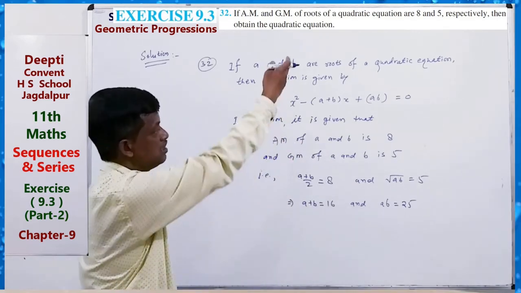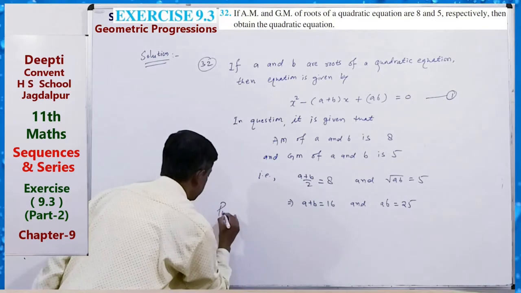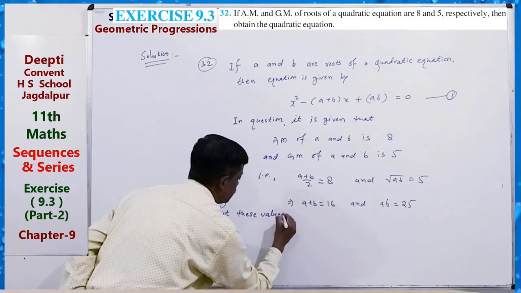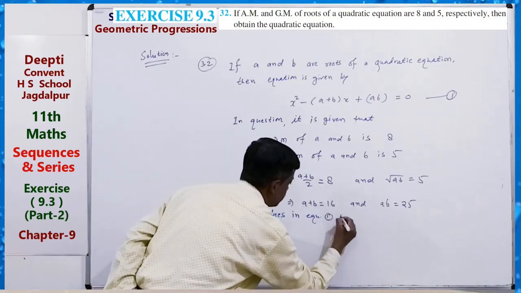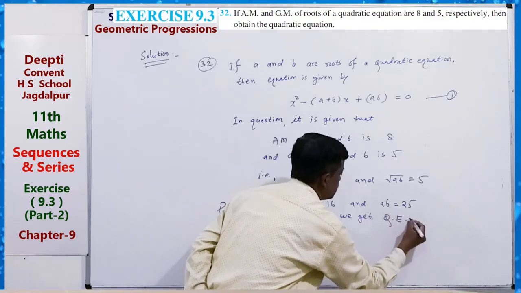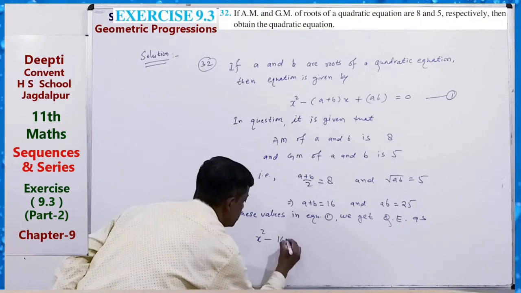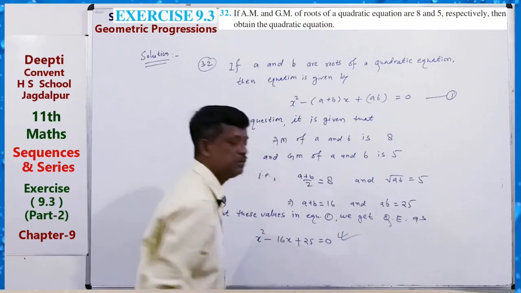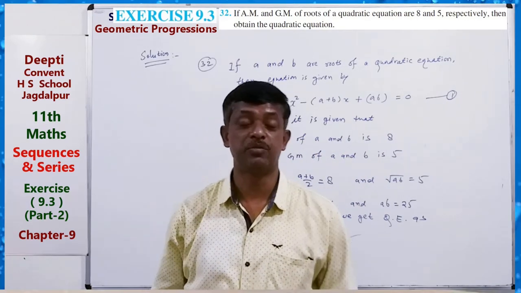Just put these values in equation 1. We get quadratic equation as x square minus 16x plus 25 equals to 0. So this is our solution. Okay, so this completes the exercise 9.3.